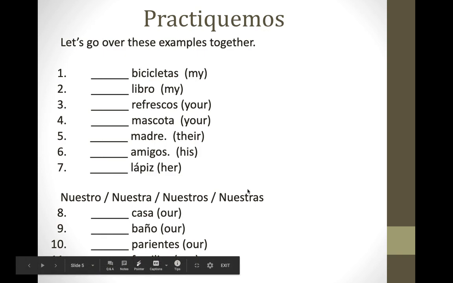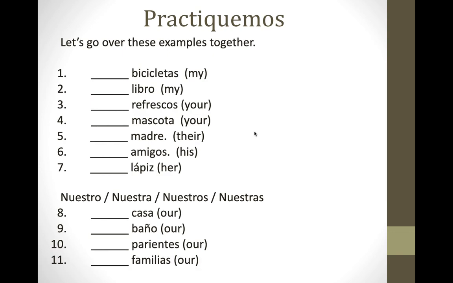All right, now I wanted to show you some examples with our. Remember, nuestro, nuestra, nuestros, and nuestras. All 4 of those words mean our. Okay, so look at the first example, casa. Casa is not only singular, but it's feminine, so we'd use nuestra casa. Baño is singular, but it's masculine, so instead of nuestra, we would use nuestro.